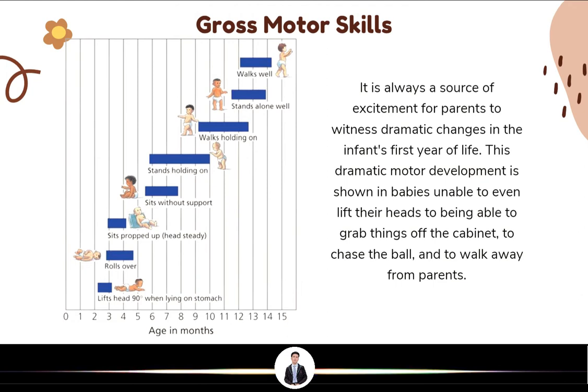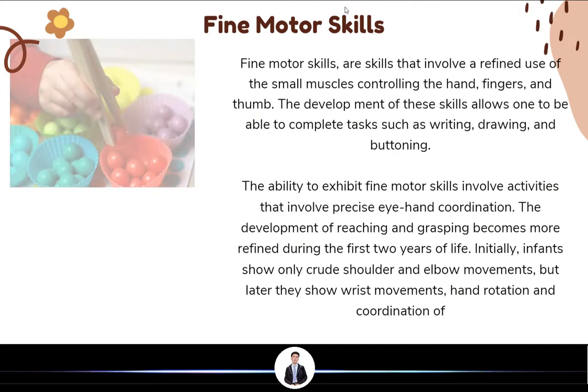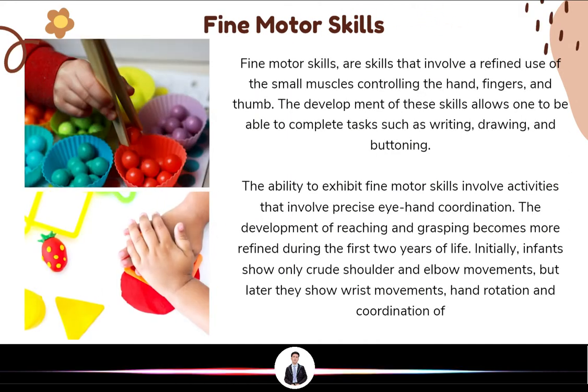On the contrary, we have the fine motor skills. Fine motor skills are skills that involve a refined use of the small muscles controlling the hand, fingers, and thumb. The development of these skills allows one to complete tasks such as writing, drawing, and buttoning. The ability to exhibit fine motor skills involves precise eye-hand coordination.